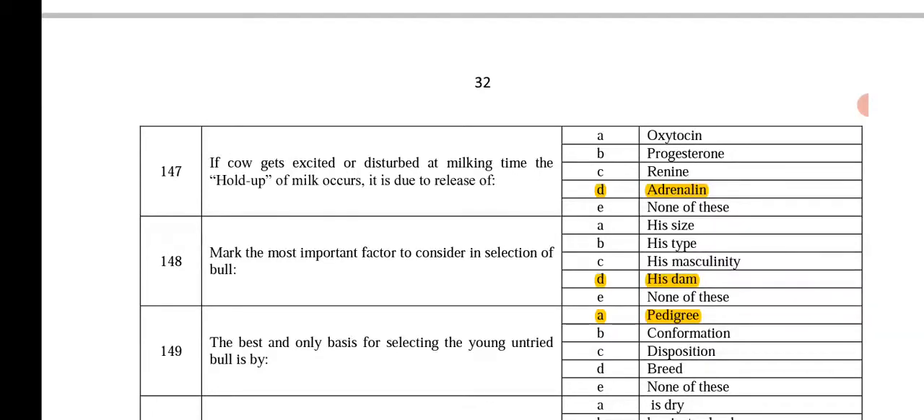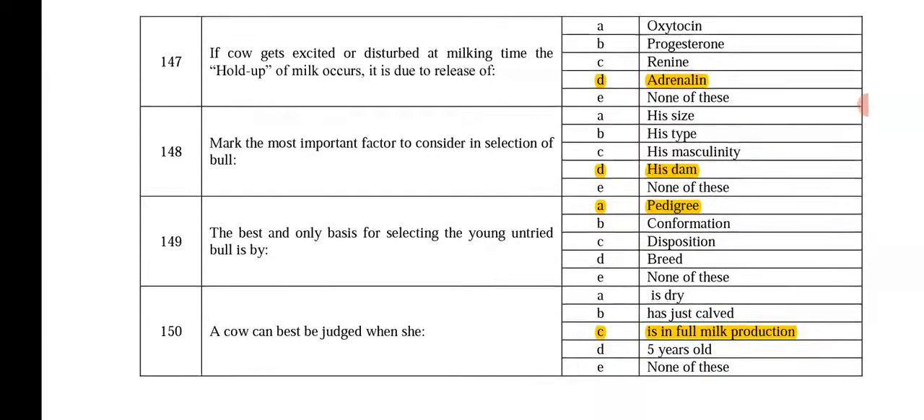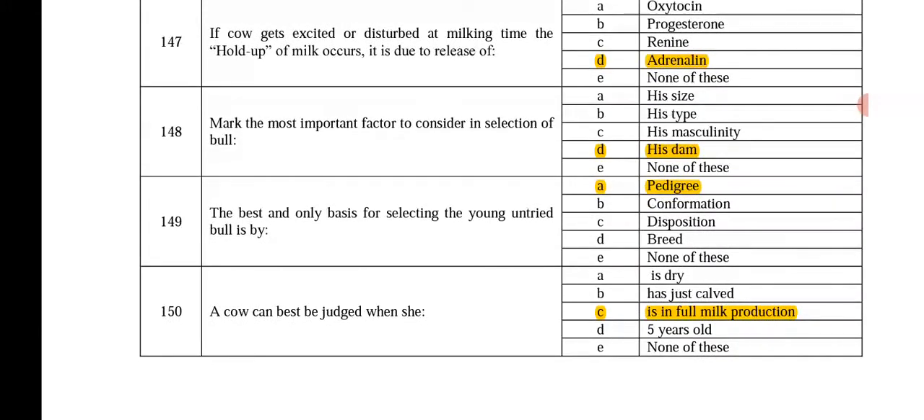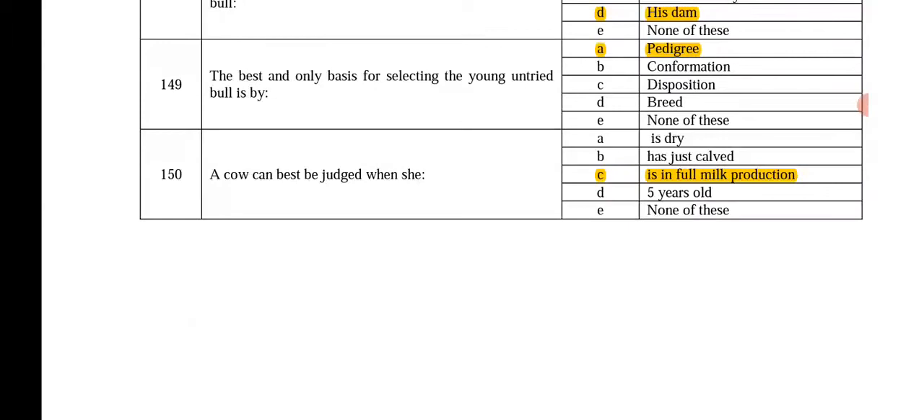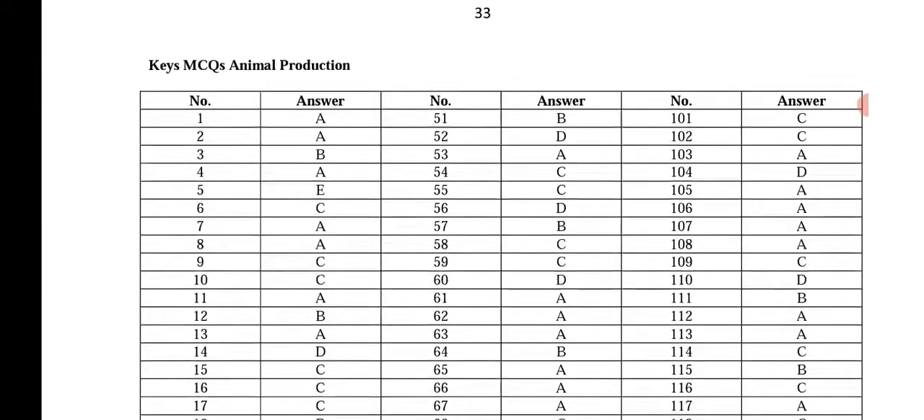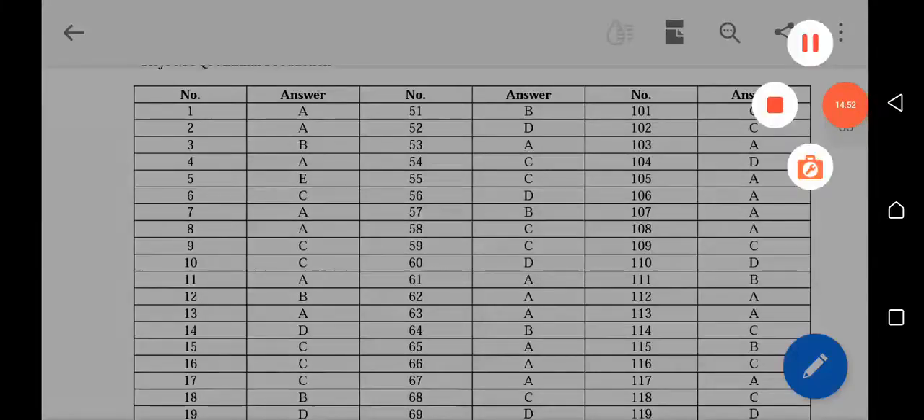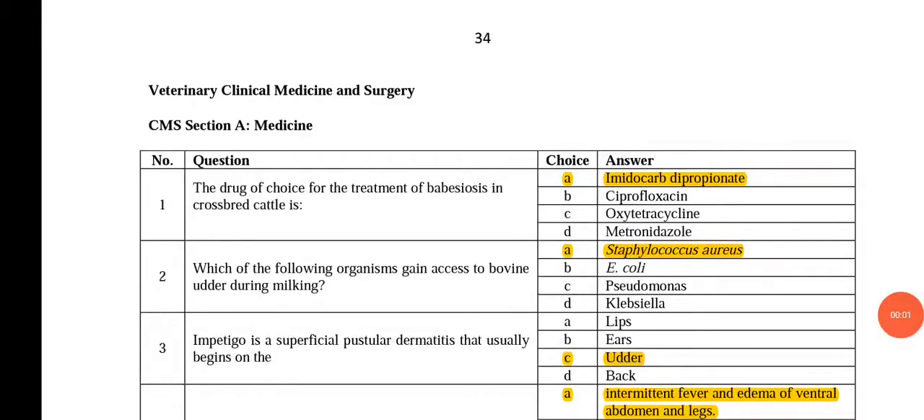Mark the most important factor to consider in selection of bull: his dam. The best and only basis of selecting the young untried bull is by pedigree. A cow can be best judged when she is in full milk production. The drug of choice for the treatment of babesiosis in crossbred cattle is imidocarb dipropionate.